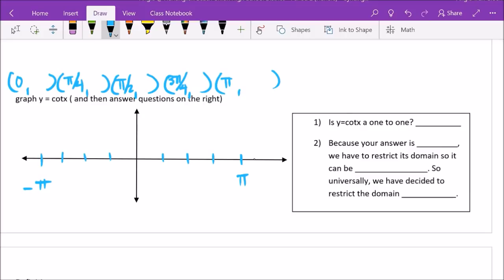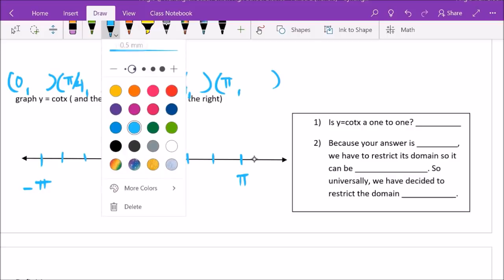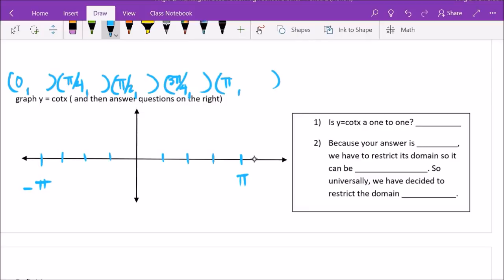Cotangent is what divided by what? 1 divided by tangent? No, cotangent is not the inverse of tangent. Cosine divided by sine. Beautiful. Here we go. Are we ready? Jack! Cotangent at 0. Undefined. He's right. That is true.